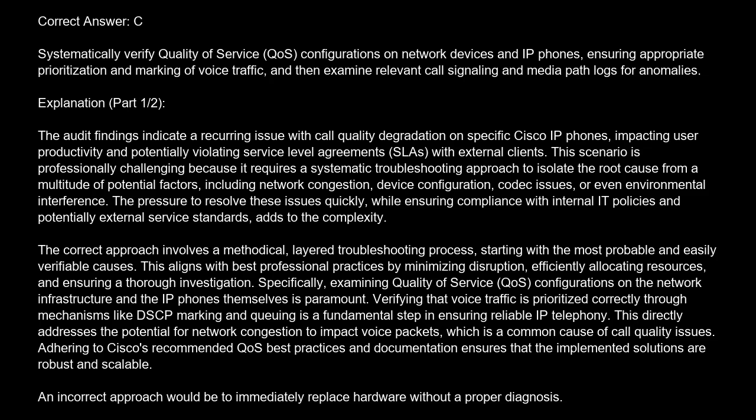The correct answer is C. Systematically verify quality of service, CoS, configurations on network devices and IP phones, ensuring appropriate prioritization and marking of voice traffic, and then examine relevant call signaling and media path logs for anomalies. Explanation. The audit findings indicate a recurring issue with call quality degradation on specific Cisco IP phones, impacting user productivity and potentially violating service level agreements, SLAs, with external clients.